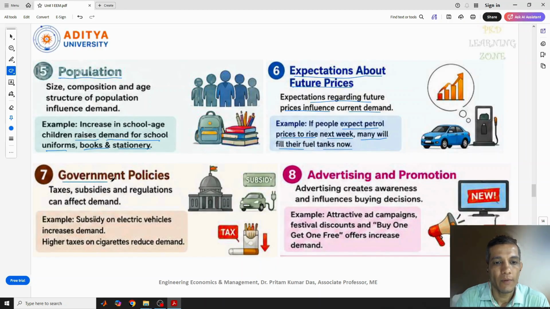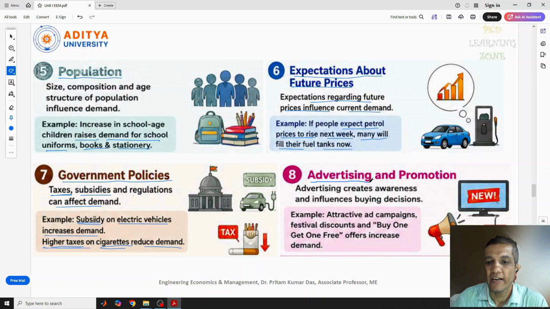The next one is government policies. Government policies also play a role in the demand. That includes taxes, subsidies and regulations that can affect the demand. The example I have taken is that subsidies on electric vehicles can increase the demand. When the government launches electric vehicles, to promote them and make sales more valuable, the government can give some subsidies on those electric vehicles. And higher taxes on cigarettes can reduce the demand. If you increase the taxes on cigarette items, then the demand may be reduced.